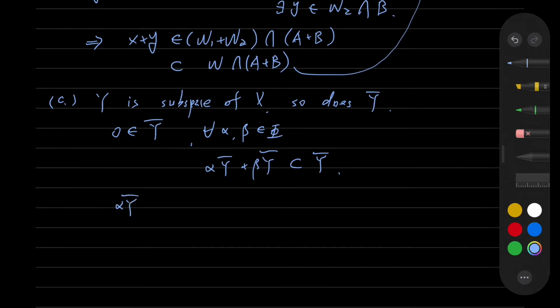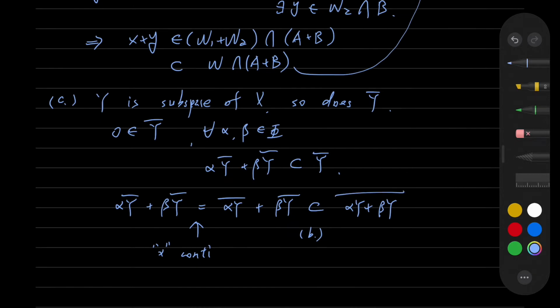So first step, we can just write it as this. This step is due to the fact that the scalar multiplication is continuous. And by B, this is containing this. And because Y itself is a subspace, so we have this. So this is done. This is by Y being a subspace.